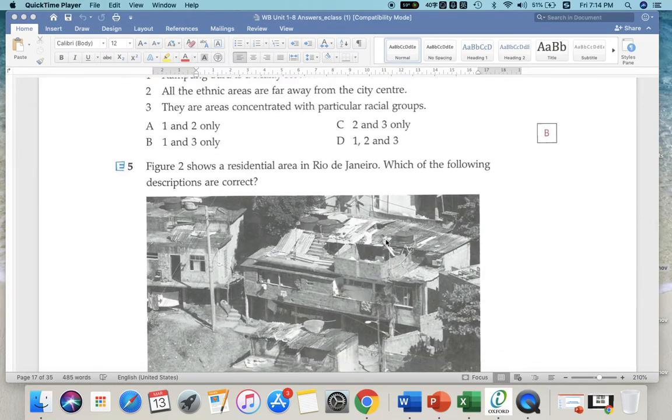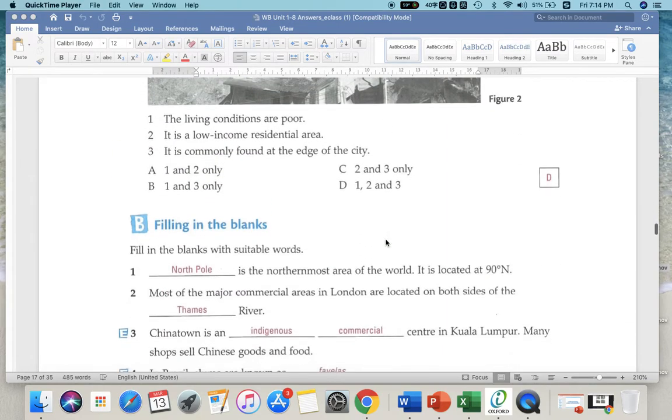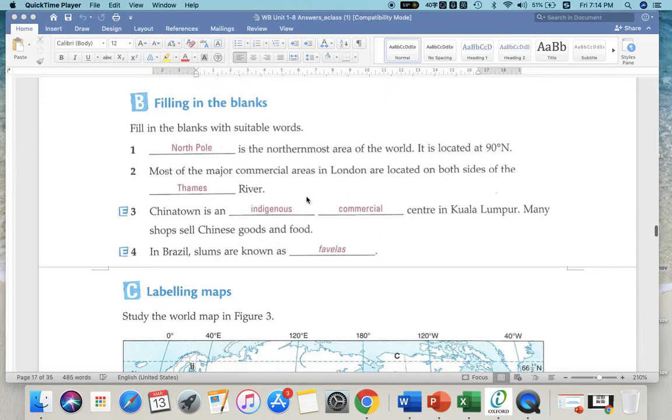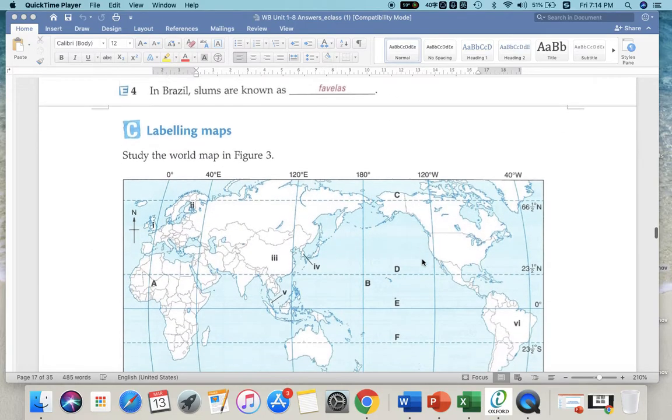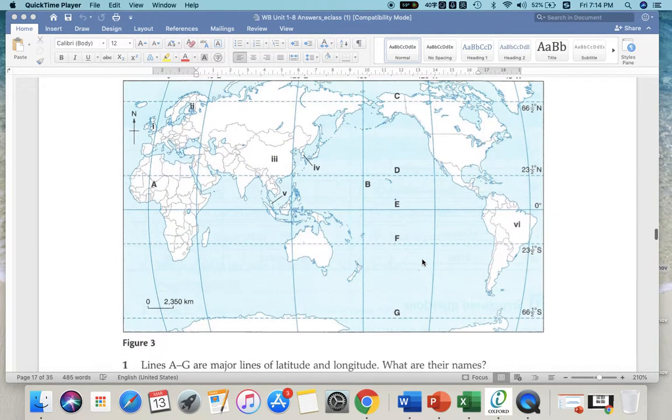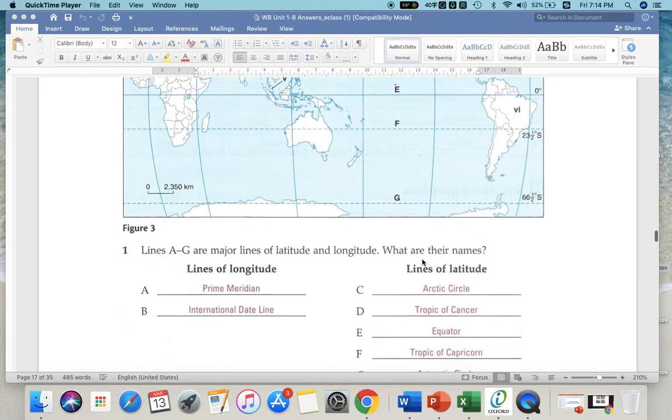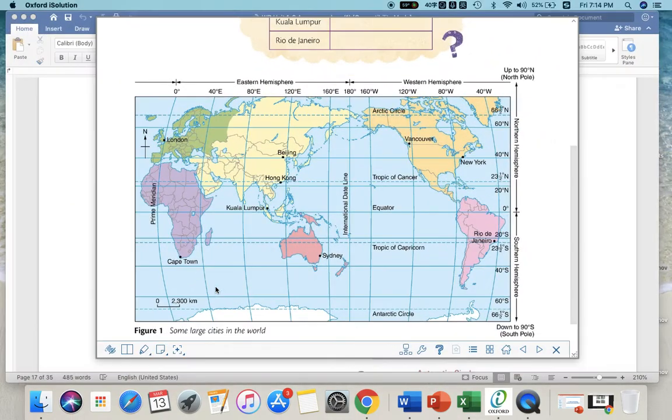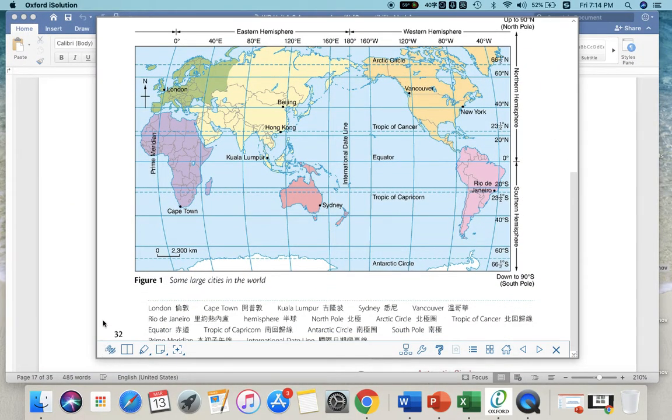And number 18, as most of the questions are not covered in our book, that's why we skip page 18. And here we go to page 19. First of all, you need to name the lines A to G, which are the major lines of latitude and longitude. Before that, let's do a very quick revision on your book, page 32.